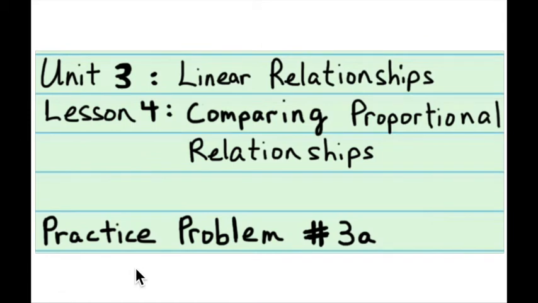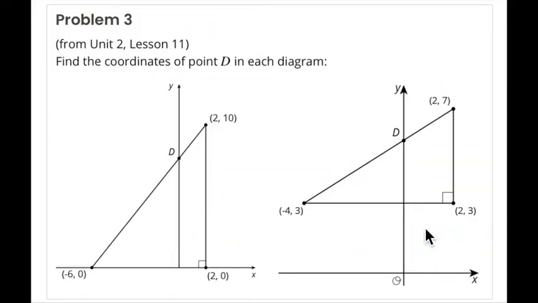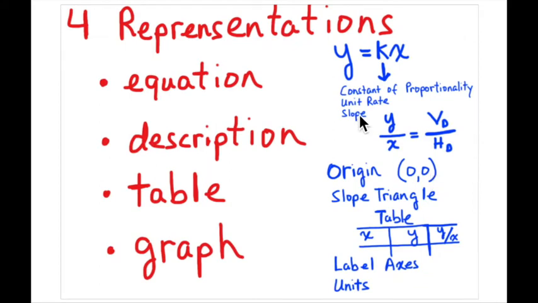This is practice problem number 3, and I'm going to break this problem up into 2 parts, 3A and 3B. So when you look at this problem, there are 2 triangles, and so we're going to work with one triangle on the left, that'll be part A, and this triangle on the right side, that'll be part B.